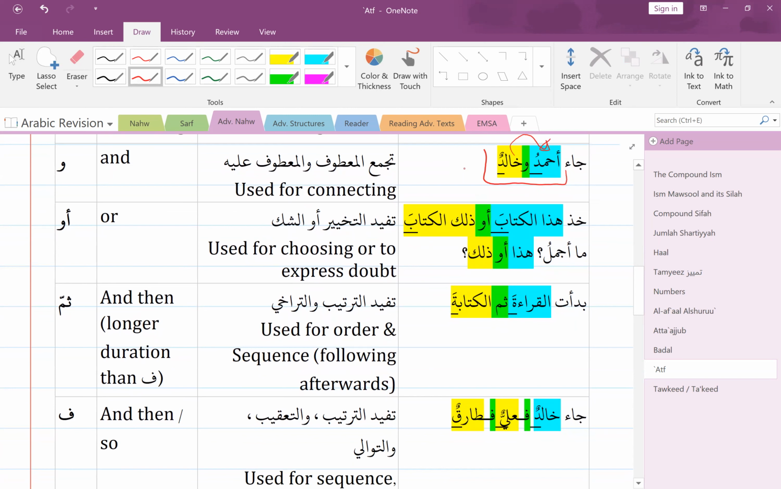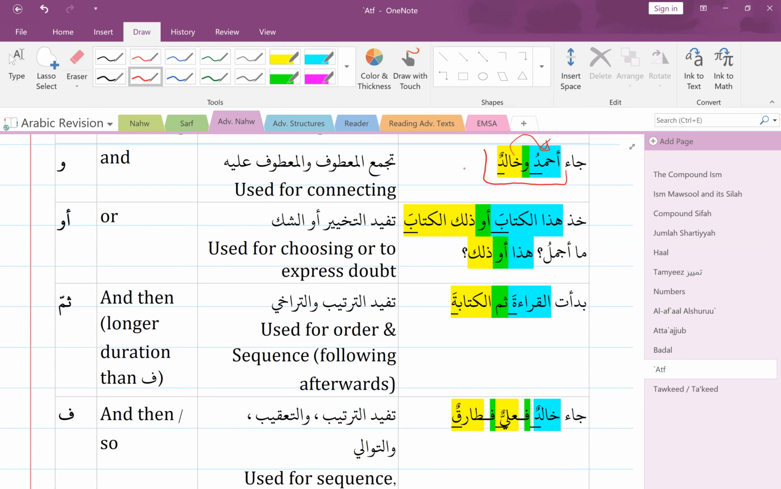Then we have aw. Aw is also a harf atf. When you see aw, that's also connecting one part to another part. How is it used? It actually means or. So this or that. What is it used for? It is used for choosing, tufidu takhir. So khiyar is choice. So it is used for choosing something over something else, or for doubt, for some shak. Maybe you have a doubt in your mind. You're not so sure. Do I pick this or do I pick that? Or is this good or is that bad? So it's used in that sense.